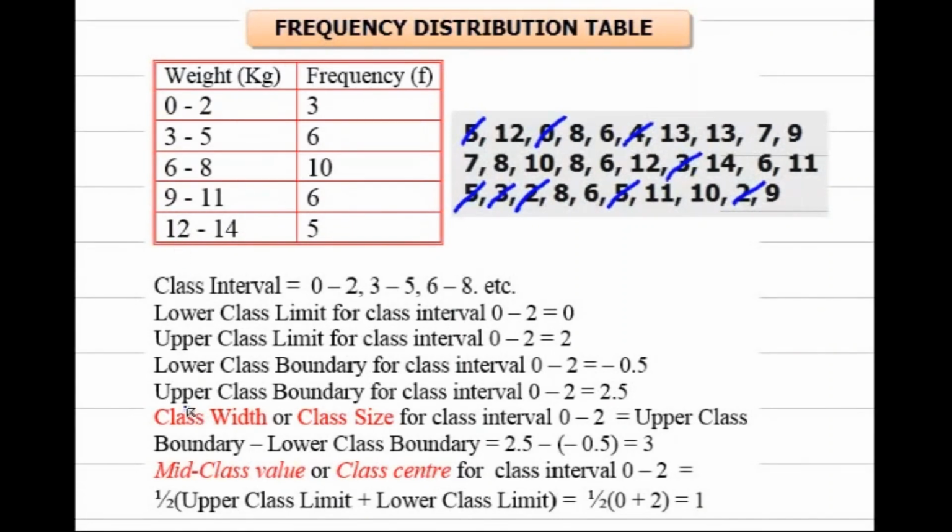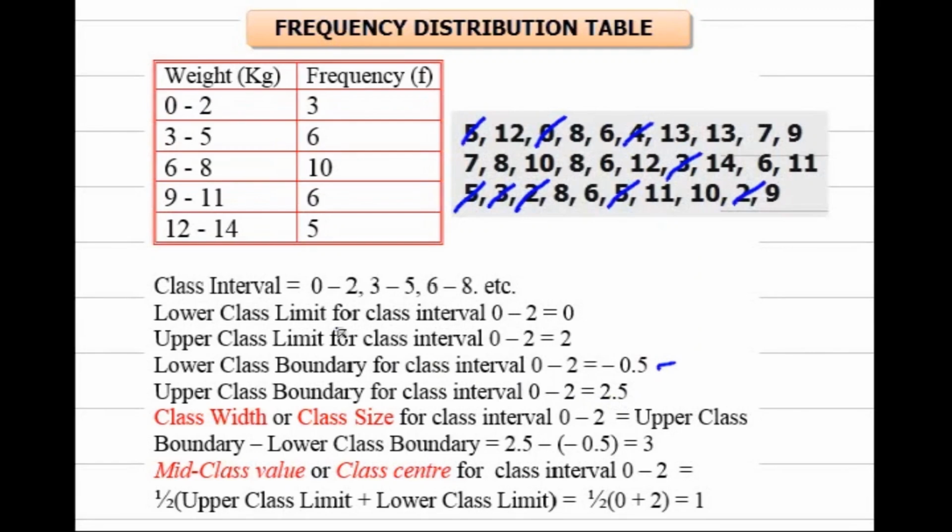Then you have what you call the lower class boundary for class interval 0 to 2. For the lower class boundary, you go 0.5 below. So you subtract 0.5 from this, and that will give you the lower class boundary, which is minus 0.5. Then for the upper class boundary, you add 0.5 to this, that is 2.5. So the upper class boundary for interval 0 to 2 is 2.5.